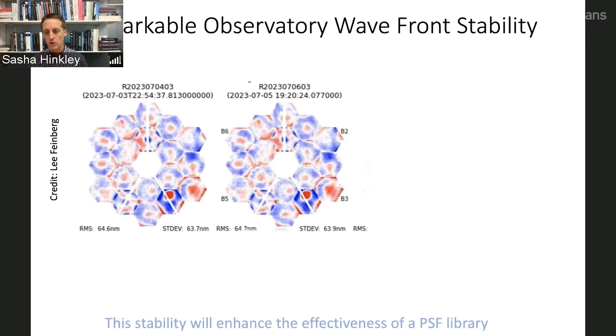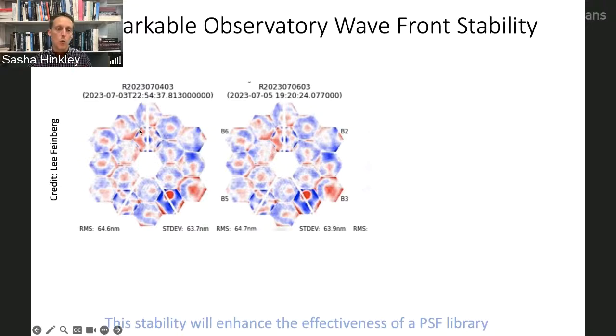Why are they performing so well? What is it about the observatory? The reason, in my mind, is the remarkable wavefront stability. Now, if Lee Feinberg is in the room, I really have to apologize to Lee because I stole this slide from him. I just got a screenshot of his slide at the Habitable Worlds meeting a few weeks ago. I was just flabbergasted by this slide, and I had to grab a screenshot. So, Lee, I apologize if you're in the audience.